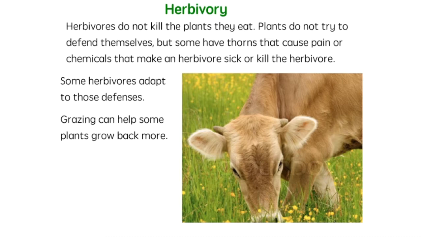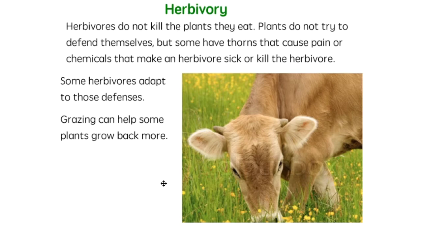Next we have herbivory. So herbivory, like herbivore. Herbivores, like the cow eating the grass in this picture, don't kill the plants they eat. It's kind of like a haircut. So the plants don't try to defend themselves because they don't mind this. But some plants do have defense mechanisms like thorns or poisonous chemicals, things that would taste bad to an animal, because if every single plant got eaten by every single animal, again, our ecosystem would be out of balance.